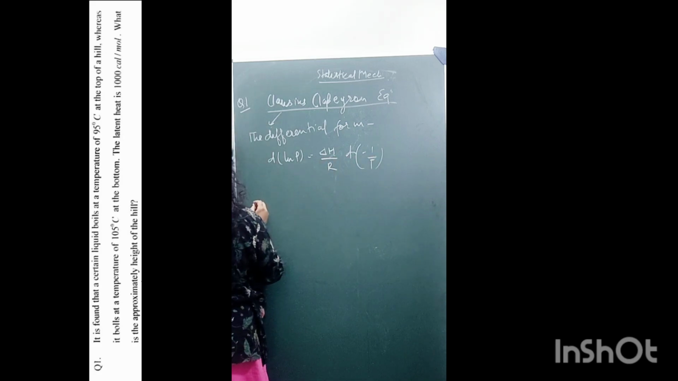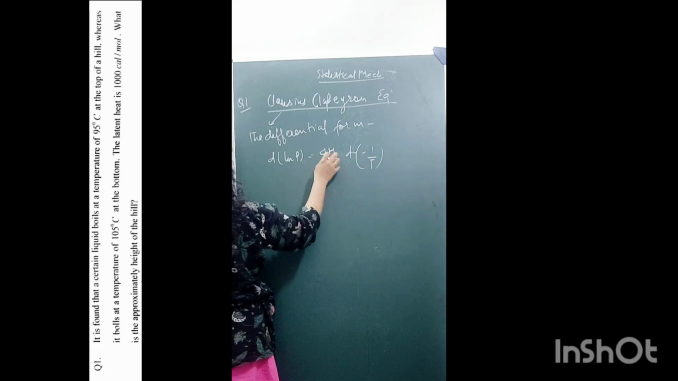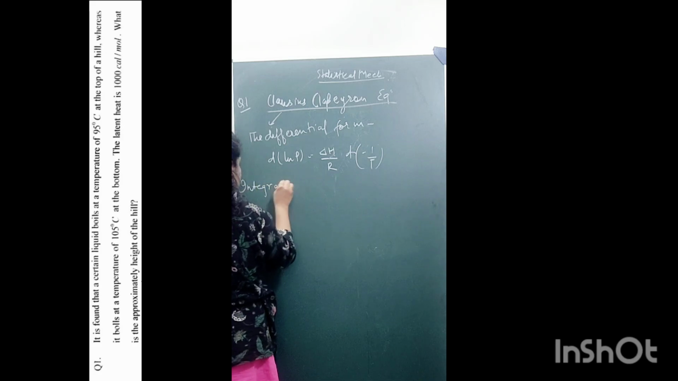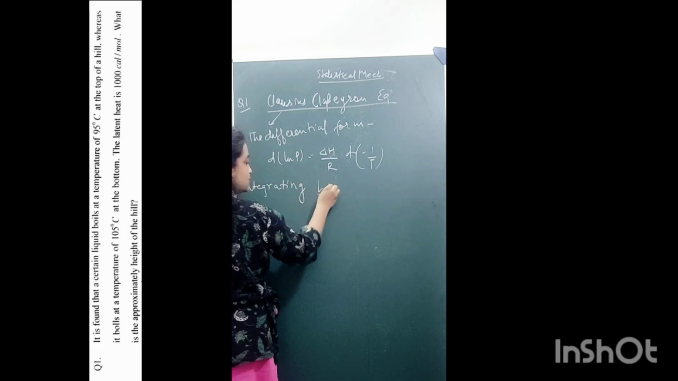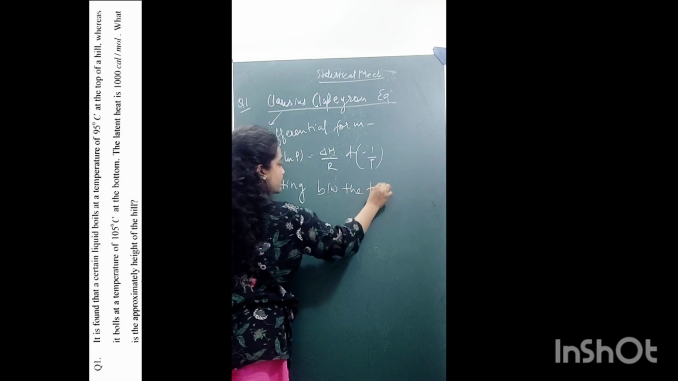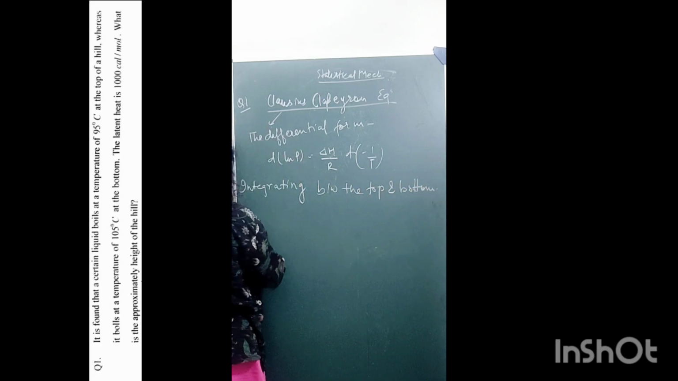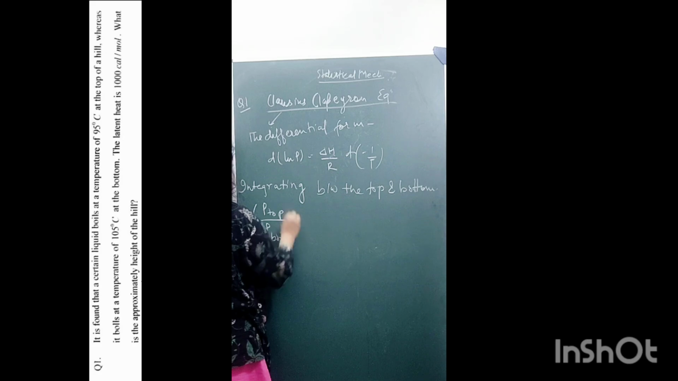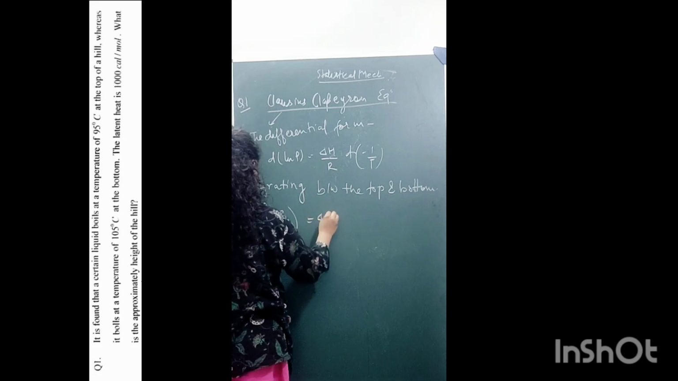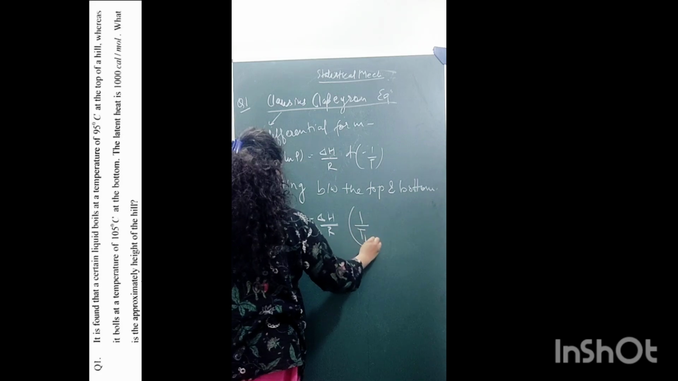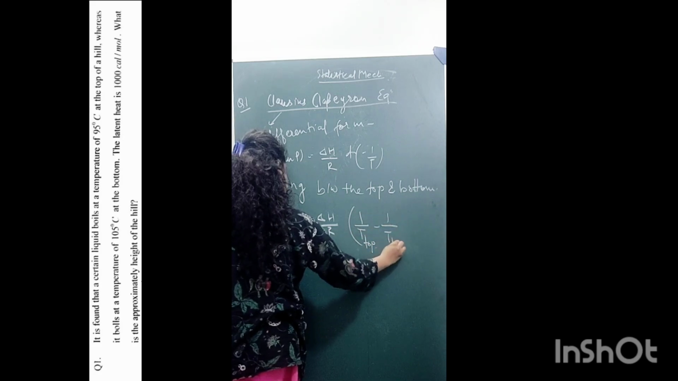Right? Okay. So I will say integrating between the top and bottom, what I will get? Ln of P top upon P bottom is equal to delta H by R times 1 upon T top minus 1 upon T bottom.